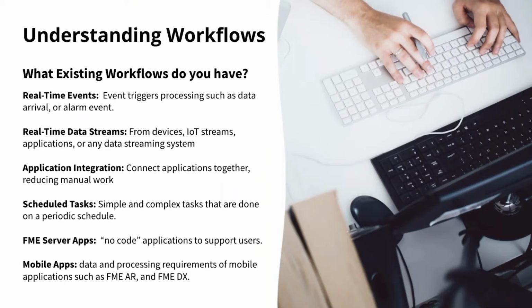These could be events coming from one application that's to trigger work in another. It could be an event from data arriving. Maybe you want to do something when something arrives in an S3 bucket, or on an FTP site, or in a file directory. Or maybe you have different types of real-time. Maybe you have real-time high-speed data streams that are coming from devices or IoT or applications or some other data streaming system. And so with FME Server, you can handle both of those real-time events.